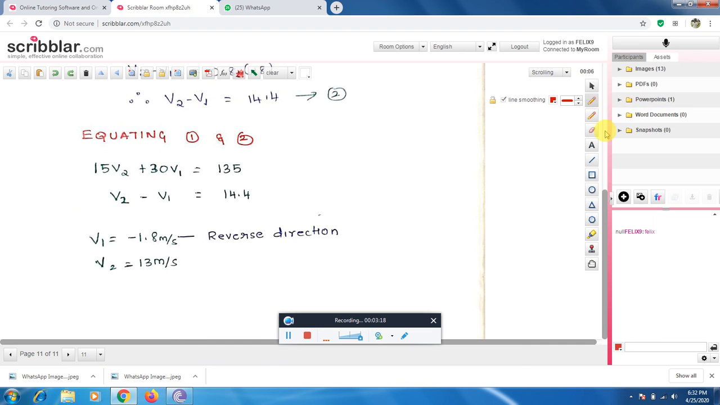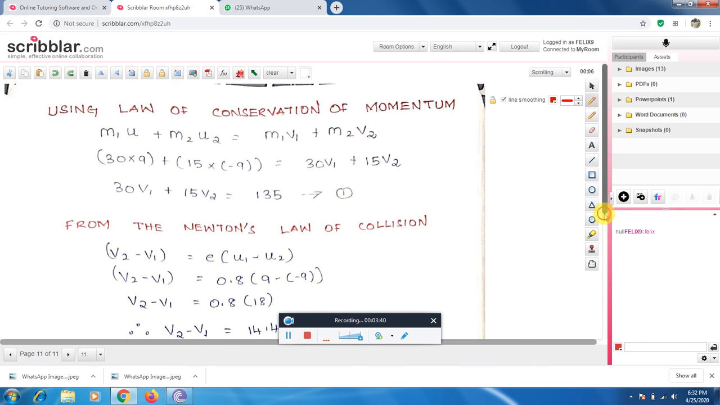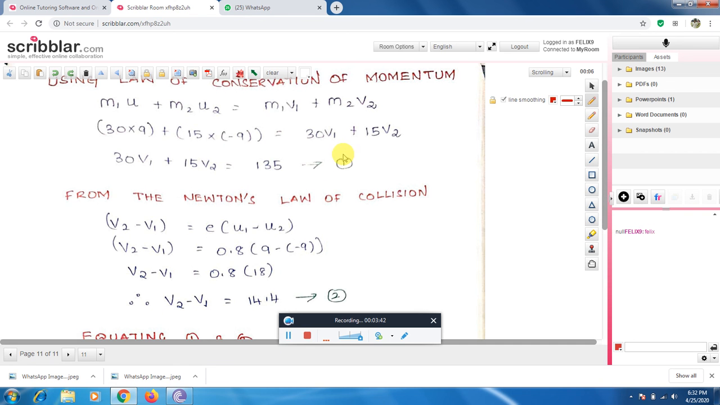Initially we use the law of conservation of momentum, that is m1 u1 plus m2 u2 is equal to m1 v1 plus m2 v2. Using all these values, we don't know the values of v1 and v2, so let them be unknowns. This will be equation number 1.